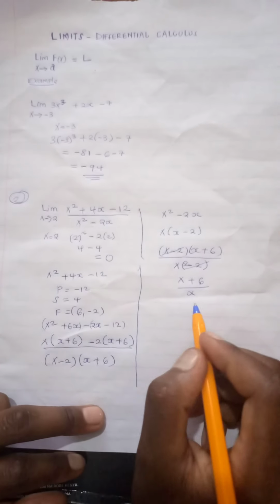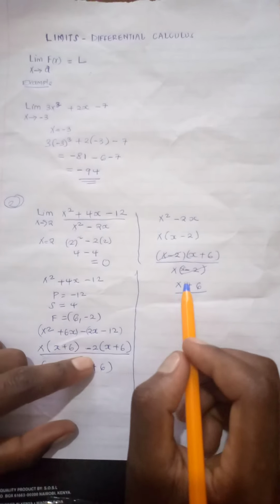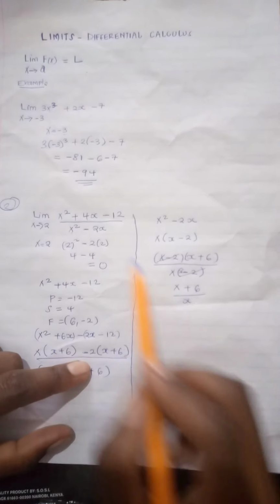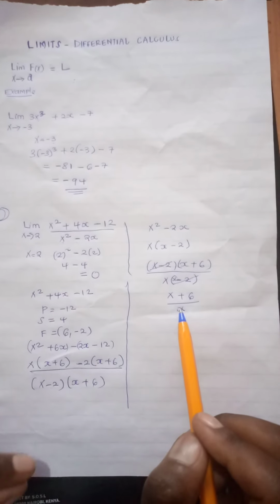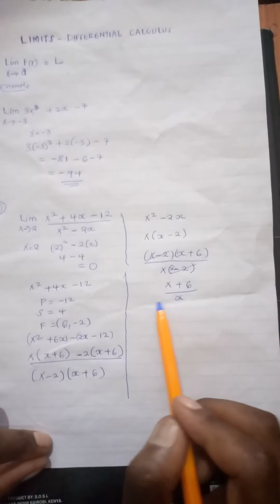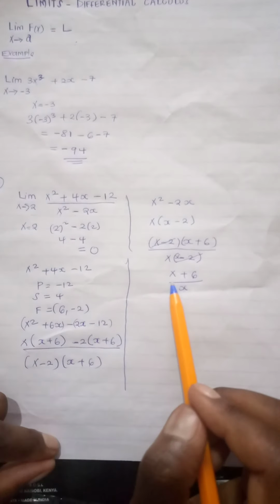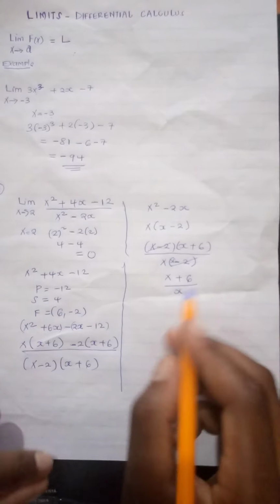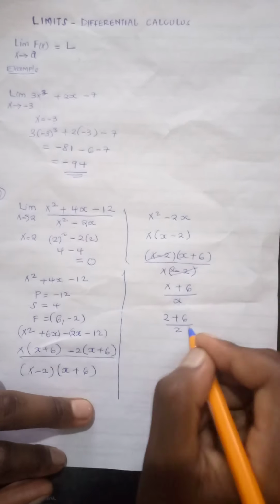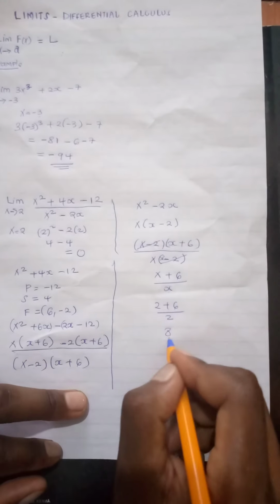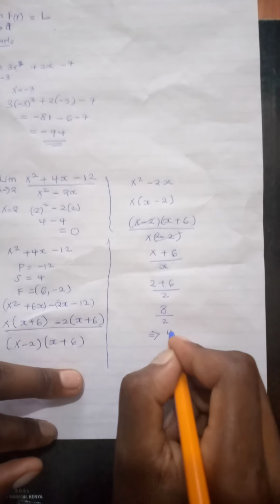Now from here, when you substitute x with 2, it will give you a whole number, and the denominator will no longer be 0. So you can now replace x directly with 2. Here, it will be 2 plus 6 over 2. So 2 plus 6 is 8, over 2. Now, our final answer will be 4.